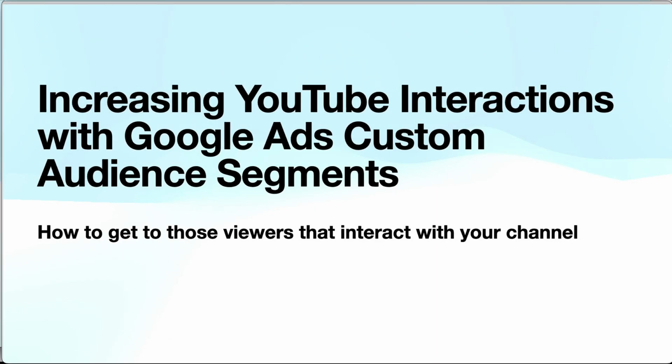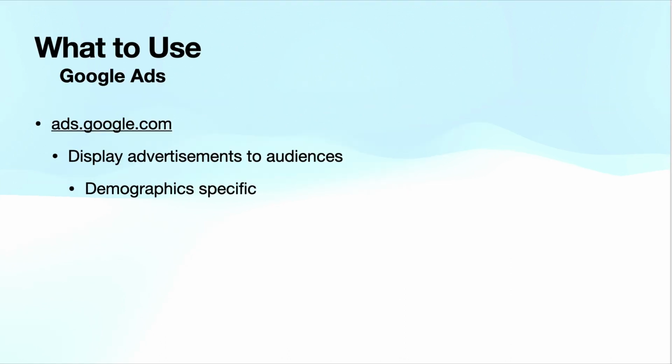A great way to grow your YouTube channel is with Google Ads, especially if you use an interesting feature called custom audience segments. So if you don't know what Google Ads is, it's a way to pay money for advertisements and get your YouTube videos in front of potential viewers. This video is not going to go into how to use Google Ads generally. There are plenty of other videos out there that can do that. This is specifically going to talk about a feature called custom audiences.